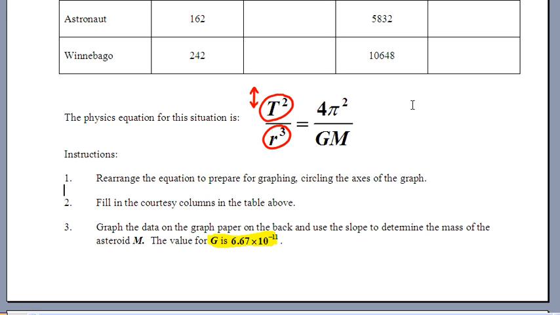You can find the slope off of your graph, off the best fitting line, and then use that experimentally determined slope value to figure out the value for big M, the mass of the asteroid.